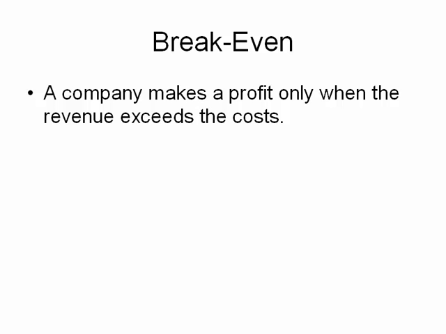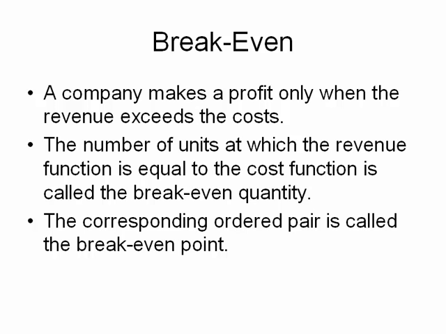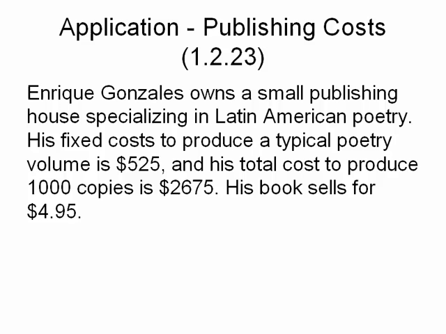Now, when we're interested in break even, we want to know when the company makes a profit. And a company makes profit only when the revenue exceeds the costs. The number of units at which the revenue function is equal to the cost function is called the break-even quantity. The corresponding ordered pair is called the break-even point.